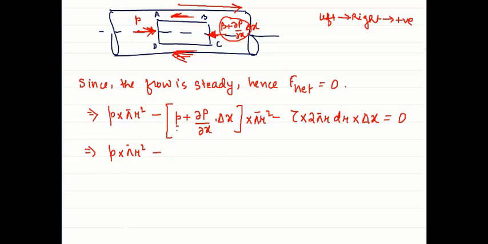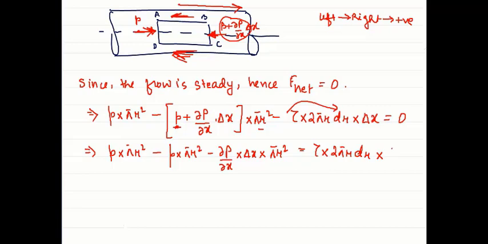Okay, so now let us break this bracket. What will it be? It will be p into pi r square, p into pi r square minus del p by del x into delta x into pi r square. Let us bring this to the right hand side, so it will be positive twice pi r dr into delta x plus pi r square. Negative pi r square will get cancelled out, okay, and delta x here and delta x on this side will get cancelled out. Pi here will get cancelled out. R here and one r here will cancel out.